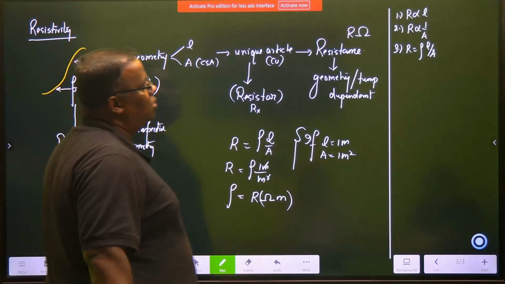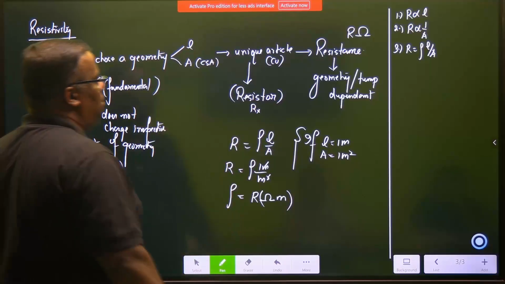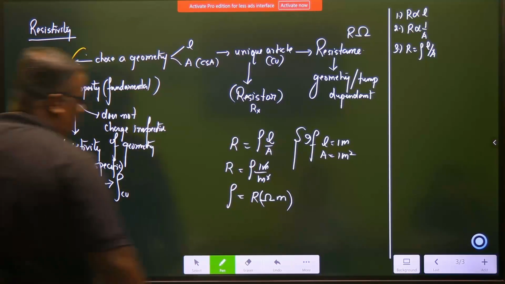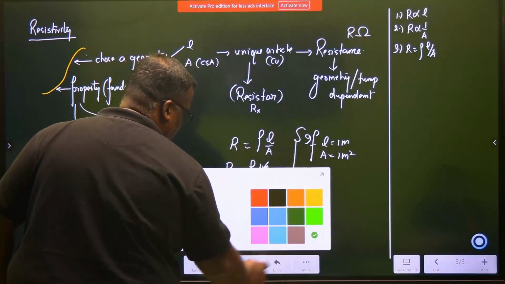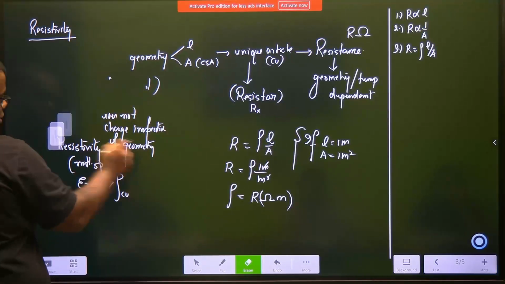Chaliye. So this is the formula. Can I wipe out this portion, children, so that I keep maintaining that part? Resistivity is done for us. Okay. Let's take another new fellow.